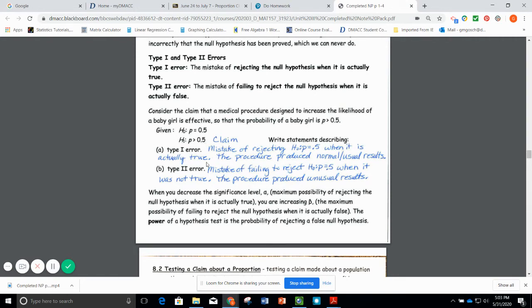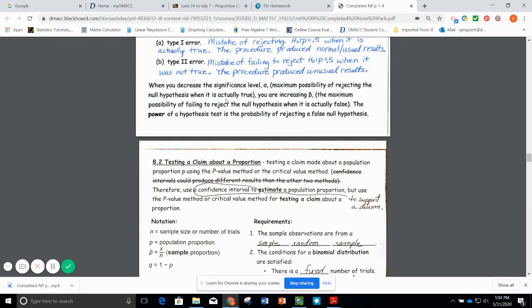Okay, type 1 error is the mistake of rejecting H0, that the population proportion is equal to 0.5, when it is actually true. We made the mistake of rejecting. Type 2 would be the mistake of failing to reject H0, which is the population proportion is equal to 0.5, when it is actually not true. So basically the decrease of one involves an increase in the other. That's one way that you can think of that.